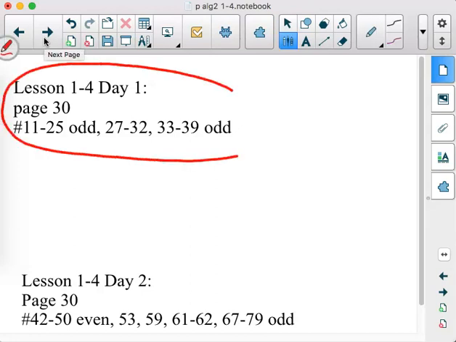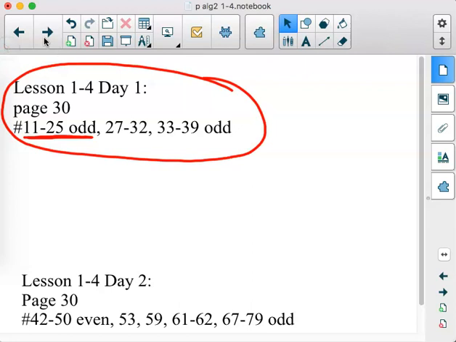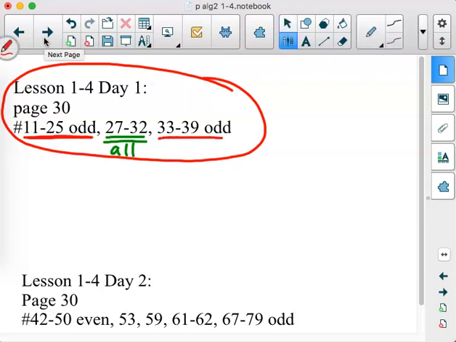And this is your assignment. So again, remember, the commas separate things. That means 11 through 25, you're just going to do the odds. 27 to 32, you're going to do all. And for 33 to 39, you're just back to the odds. I give you enough homework so that you see any type of situation that might show up on your test. And again, the homework is to transfer that knowledge from the short-term memory to the long-term memory.